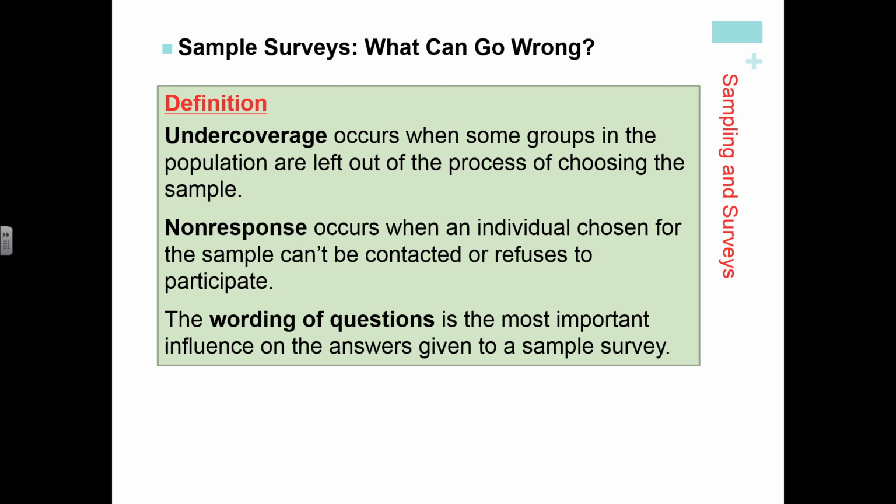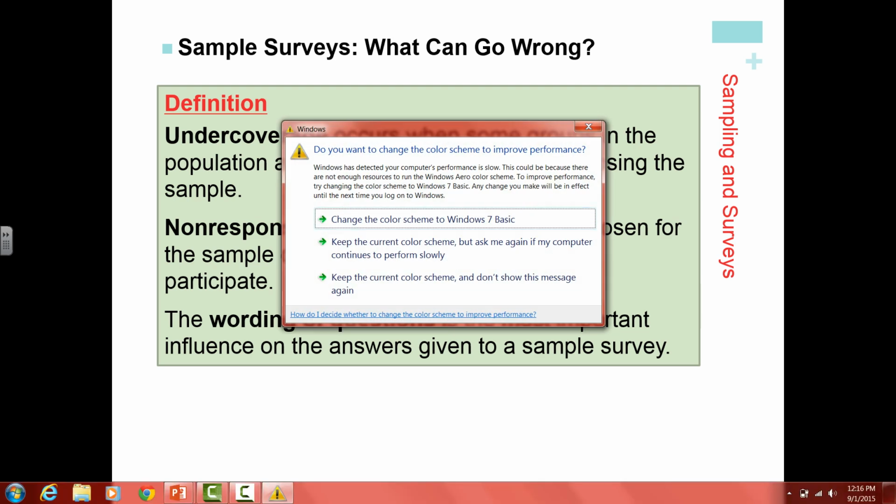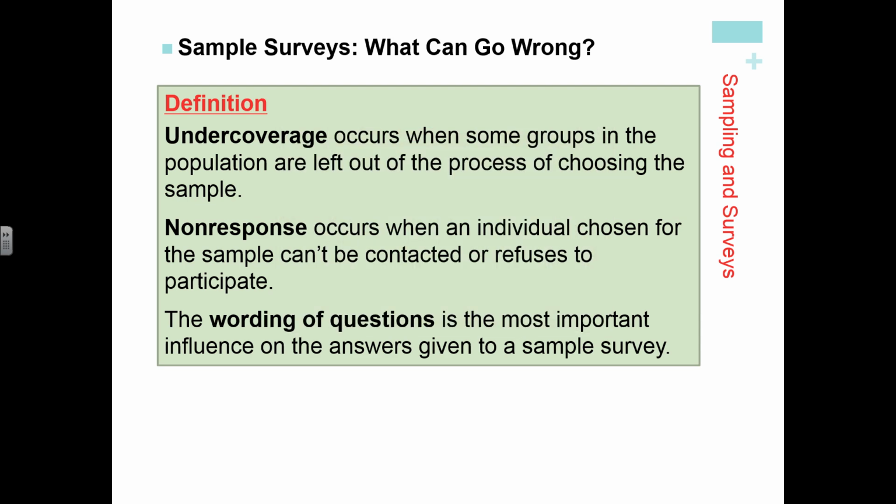And then wording of the question is a big way to have bias in your survey or your sample. You can word a question such that it influences a particular response. You can word it so that people answer it the way that you want them to answer it. And so that could also be a problem with your study, wording of your question. And that's it.